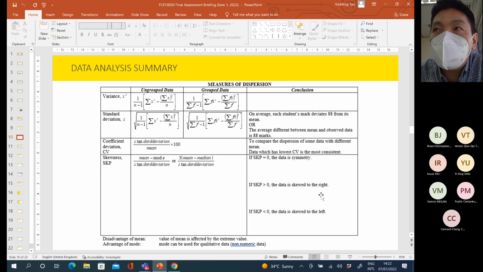Any other terminology we can use besides saying that skewed to the right? Positively skewed. Yeah, positively skewed. So you can say the data distribution is skewed to the right, or the data distribution is positively skewed. Okay. So similarly, if the SKP is less than 0, you can say that the data distribution is skewed to the left, or the data distribution is negatively skewed. Make sure that you know how to interpret the value, because some question may ask you the meaning. Okay. So these are all about chapter 1.